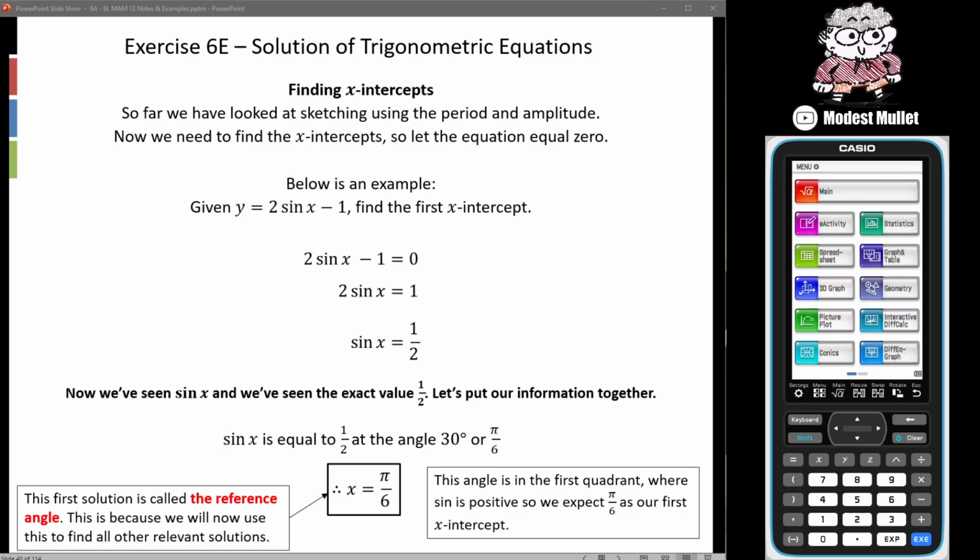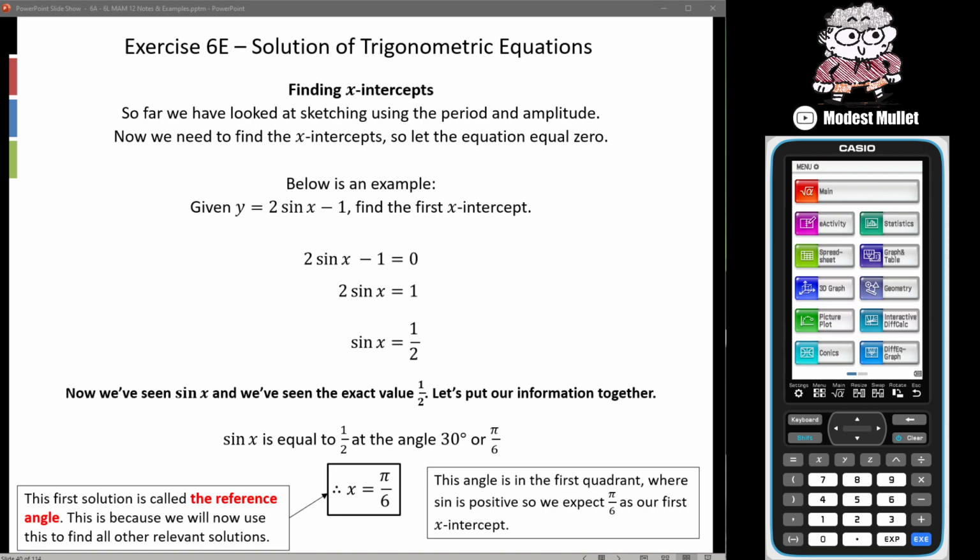Hello all, as we continue our look into circular functions. In this video we're going to start to bring together a bunch of the ideas from previous videos, ideas of symmetry, exact values, memorizing exact values, all those things. We're going to bring them together, and now we're going to look at finding the actual solutions of trigonometric equations.